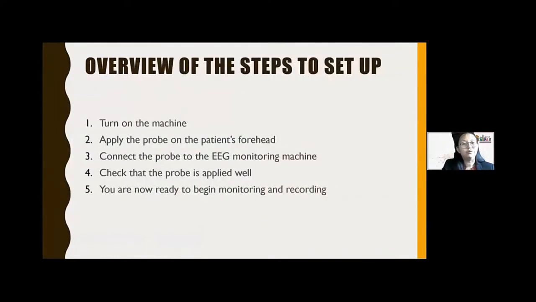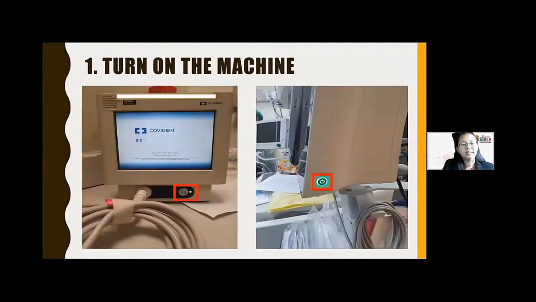Now we'll go through an overview of the steps to set up the machine. First, you have to turn on the machine. Then you apply the probe on the patient's forehead. You connect the probe to the EEG monitoring machine. You check that the probe is applied well. And now you are ready to begin monitoring and recording. This is how we do it in detail. For the BIS, the turning on of the machine is on the front. For the Masimo, the on-off button is on the side of the machine.